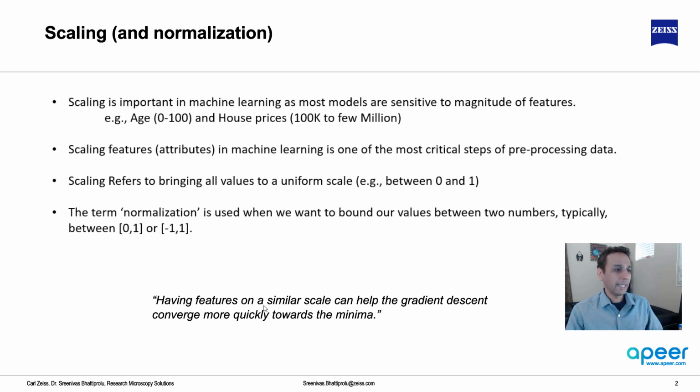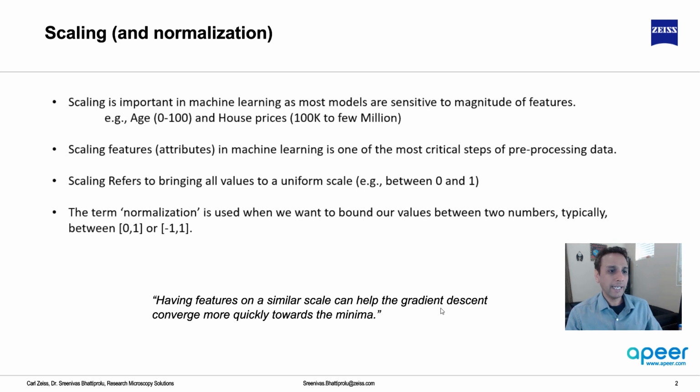Now, here is a quote from one of the original papers. "Having features on a similar scale can help the gradient descent converge more quickly towards the minima." What do we mean by that? Well, gradient descent, again, in the next 2, 3, 4 tutorials we are going to talk about backpropagation and gradient descent. This is the meat of how neural networks actually work. So gradient descent is an algorithm that's trying to help the model converge, or find the convergence point for this model.